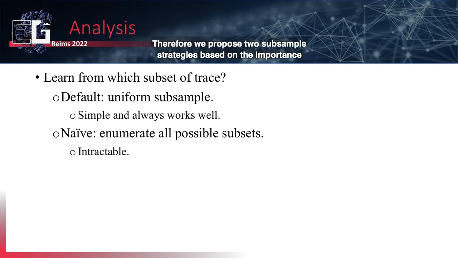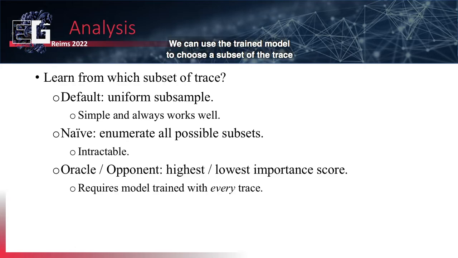Therefore, we propose two subsample strategies based on the importance score, both relying on training an additional model on every program trace. We can use the trained model to choose a subset of the trace with the highest importance score, which we call oracle subsampling. Similarly, we can also deliberately choose the traces with lowest importance score, which we call opponent subsampling.